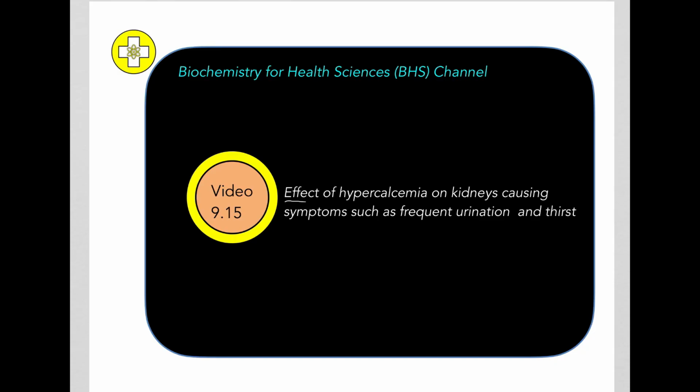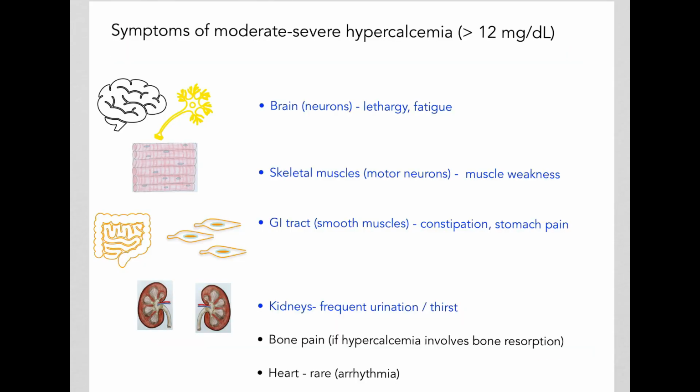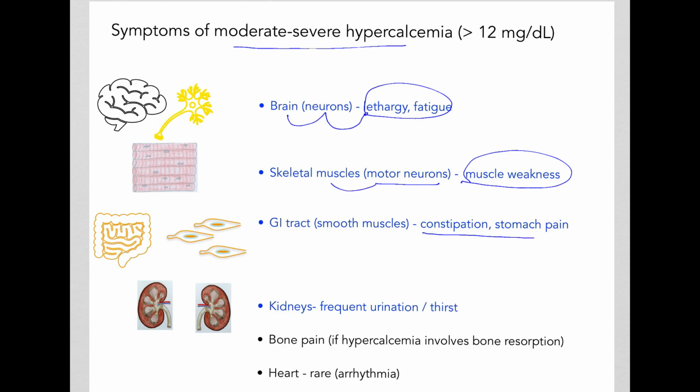In today's video, we shall discuss the effect of hypercalcemia on the kidneys, resulting in symptoms such as frequent urination and thirst. In the previous videos, we discussed how moderate to severe hypercalcemia causes lethargy and fatigue by its effect on neurons in the brain, how hypercalcemia leads to muscle weakness due to the effect on motor neurons in the skeletal muscles, as well as constipation and stomach pain due to the effect of hypercalcemia on smooth muscles in the GI tract. In this video, we'll look at the effect of hypercalcemia on the kidneys.